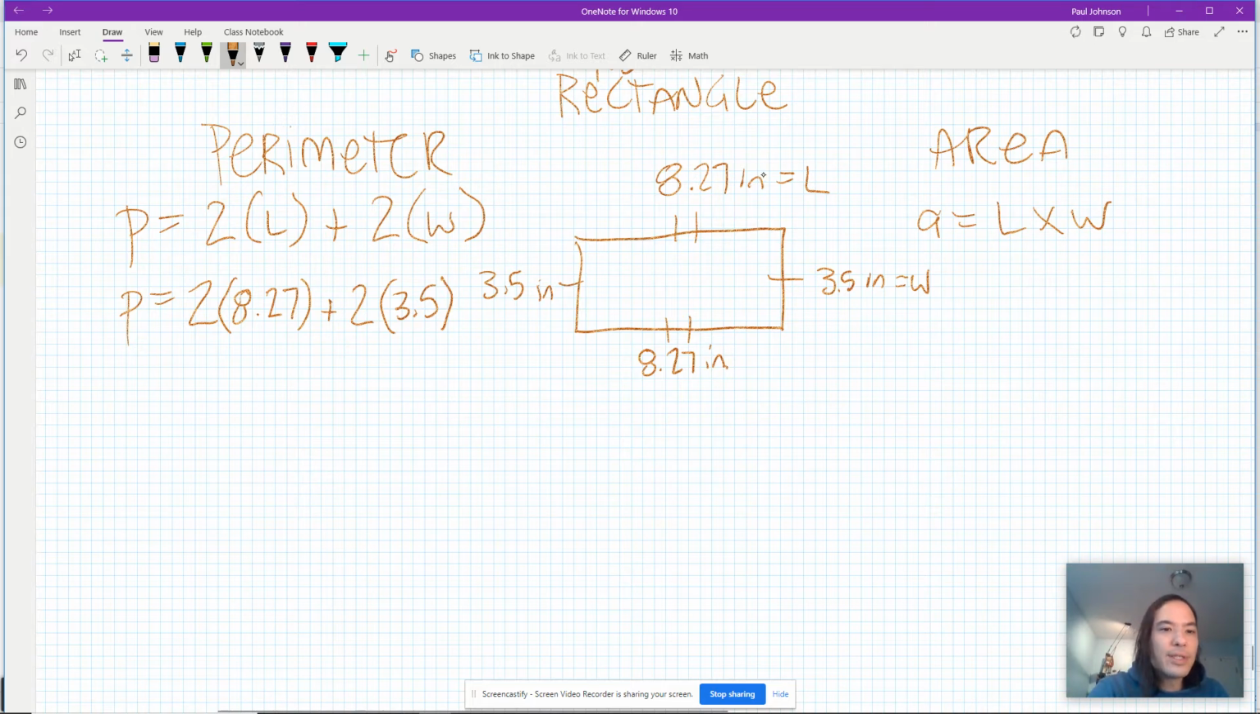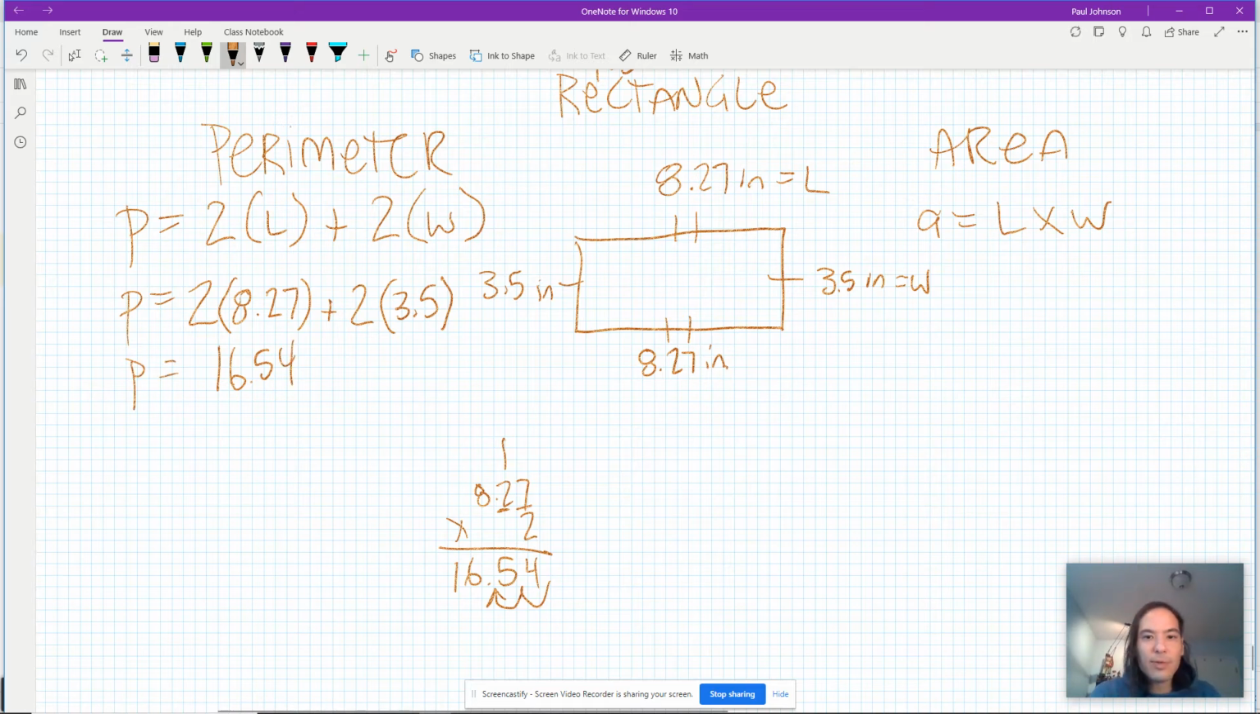So basically that just saves us a little work. All right, so let's go over to the side. I'm going to find out what 8 and 27/100 times 2 is. I have 2 decimal places, so I need 2 decimal places. So 16 and 54/100, perimeter equals 16 and 54/100.